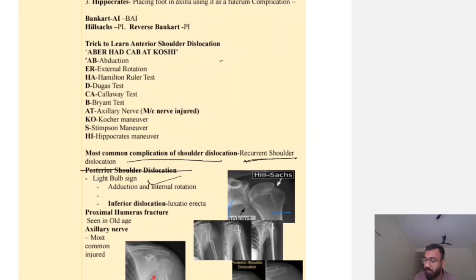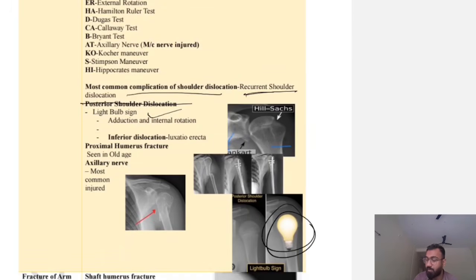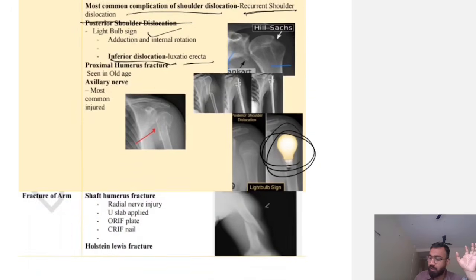You can see there's a light bulb sign, and this is the light bulb sign. In anterior shoulder dislocation, the patient will present with abduction and external rotation. The opposite of it, in posterior shoulder dislocation, the patient will present with the light bulb sign, or adduction and internal rotation. Inferior dislocation is known as luxatio erecta.